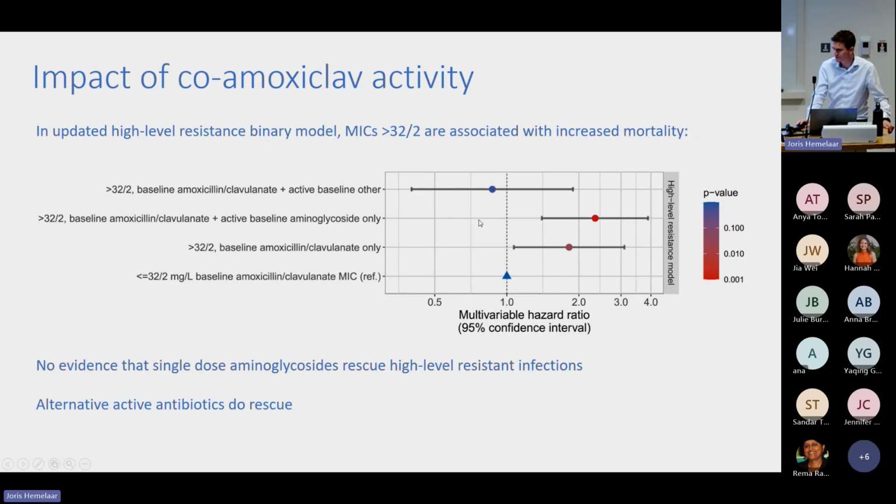But if we give a different antibiotic which is active, like say ceftriaxone or ertapenem or something else, then actually we see basically the point estimate coming back down towards no effect.